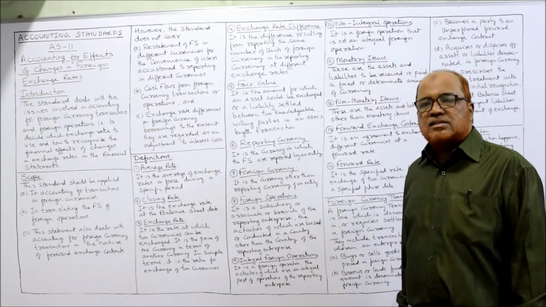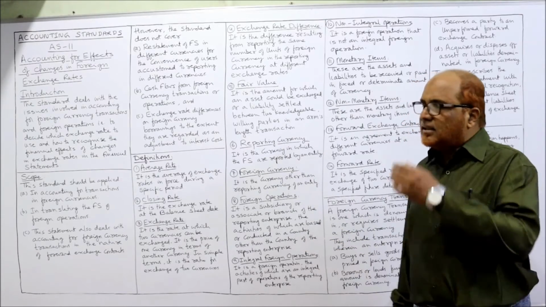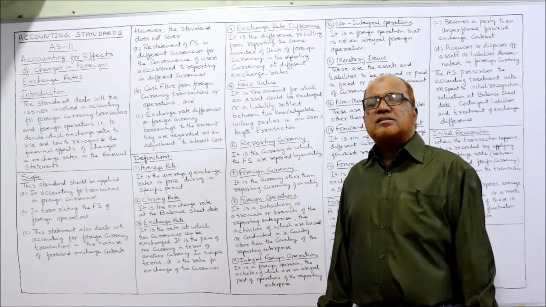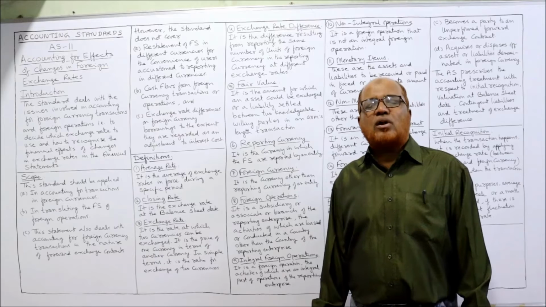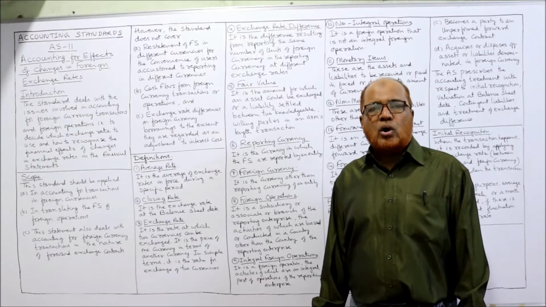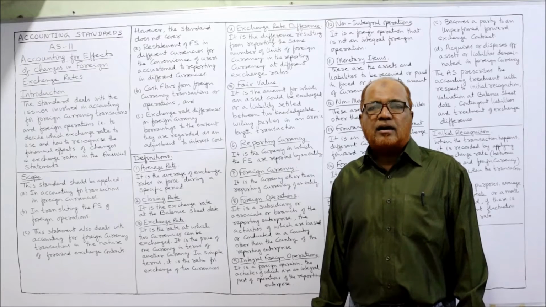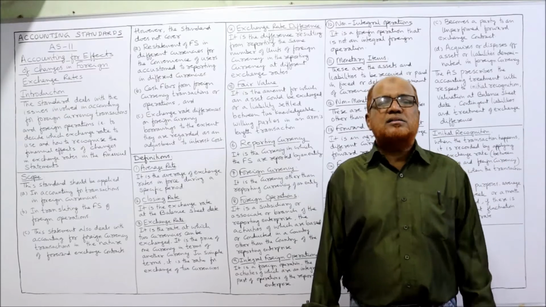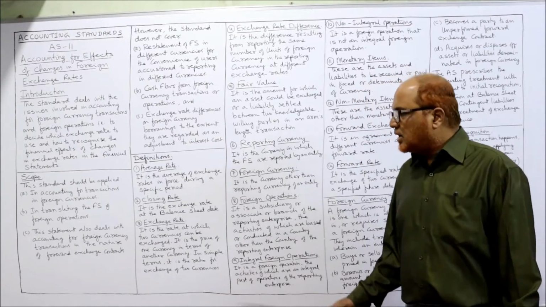Then foreign currency. It is the currency other than the reporting currency. For example, in India, the reporting currency is Indian rupees, whereas foreign currency is euro, dollar, pound, yen, etc. So any currency other than the reporting currency is called the foreign currency.